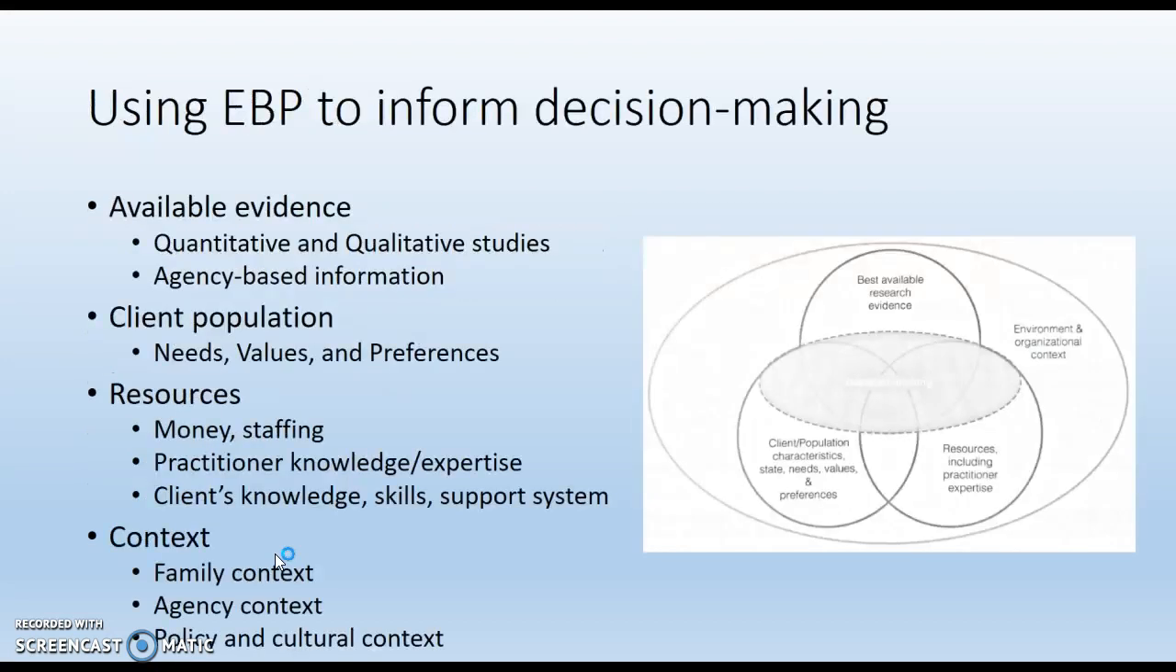So how can you use evidence-based practice to inform your decision making? You should be looking at the available quantitative and qualitative studies. You need to learn more about what Williams syndrome is and what's effective for it, and more about the client problem, which is how do you transition from child to adult services? So you need to look at the available evidence for that. You also need to look at the client population itself. So what is Connor like? What does he want to do?